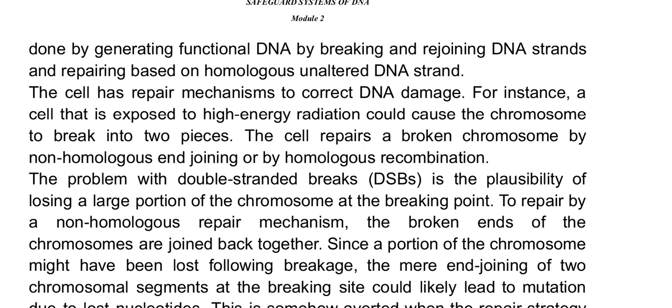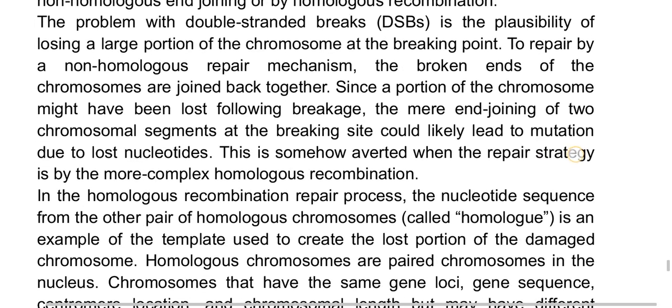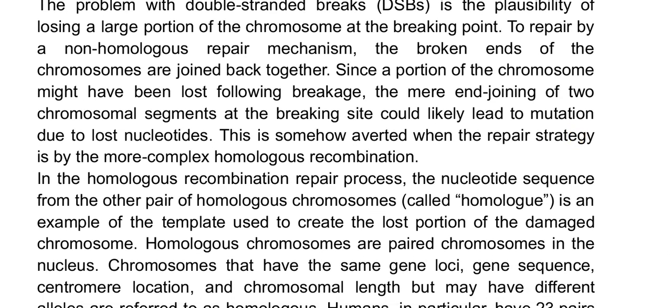With double-stranded breaks, or DSBs, there is the possibility of losing a large portion of the chromosome at the breaking point. In non-homologous repair, the broken ends of the chromosomes are joined back together. Since a portion of the chromosome might have been lost following breakage, the mere end joining of two chromosome segments at the breaking site could likely lead to mutation due to lost nucleotides. This is avoided in the repair strategy by the more complex homologous recombination.